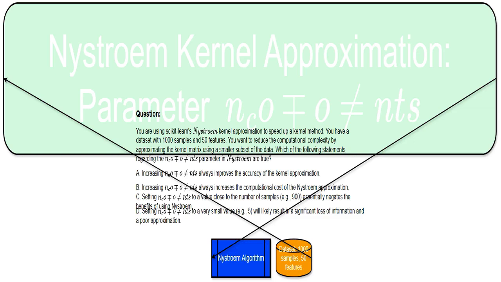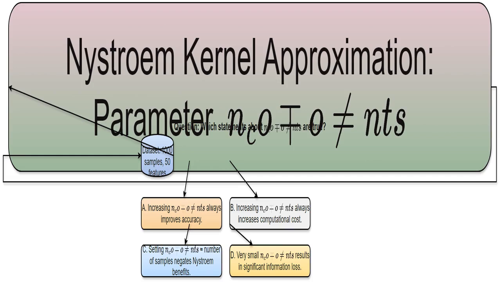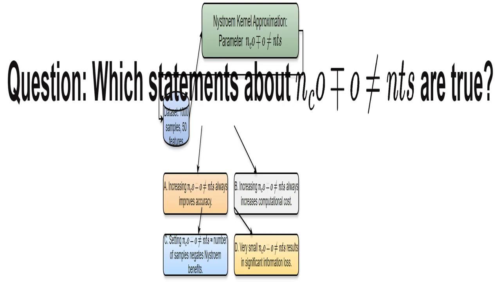We are using Nystroem, a technique in scikit-learn to make kernel methods faster. I'm using the Nystroem method, a technique that cleverly approximates a kernel matrix to speed up calculations. The core parameter I'm focusing on is n_components. This parameter determines the size of the random subset of my data used for the approximation. This question tests my understanding of how the n_components parameter affects the Nystroem approximation. I need to evaluate the accuracy and computational cost trade-offs.